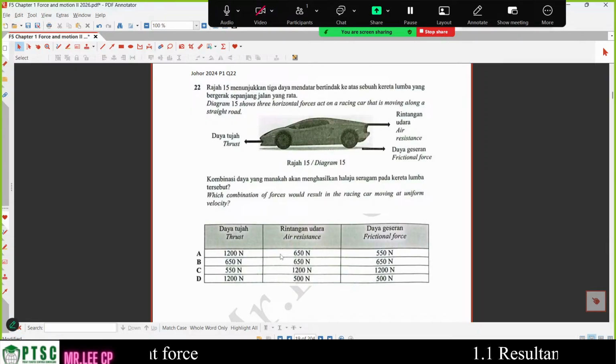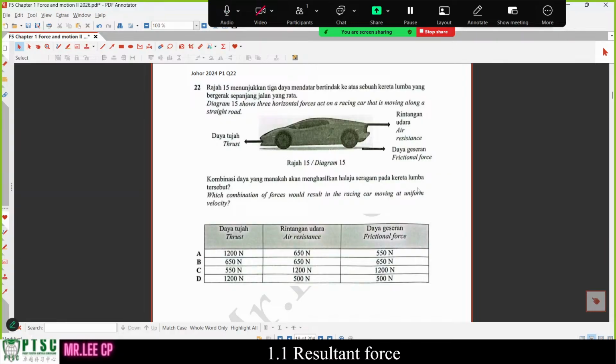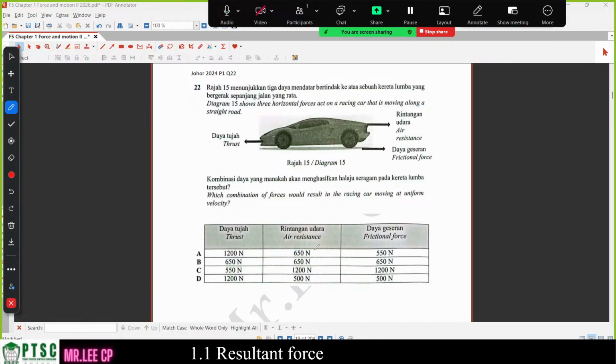Okay. Now, number 22. Which diagram shows the three horizontal forces acting on the racing car that's moving along a straight road? Which combination of the forces would result in the racing car moving with uniform velocity? Left and right will be the same, right? Left and right will be the same. So we choose the bigger one.